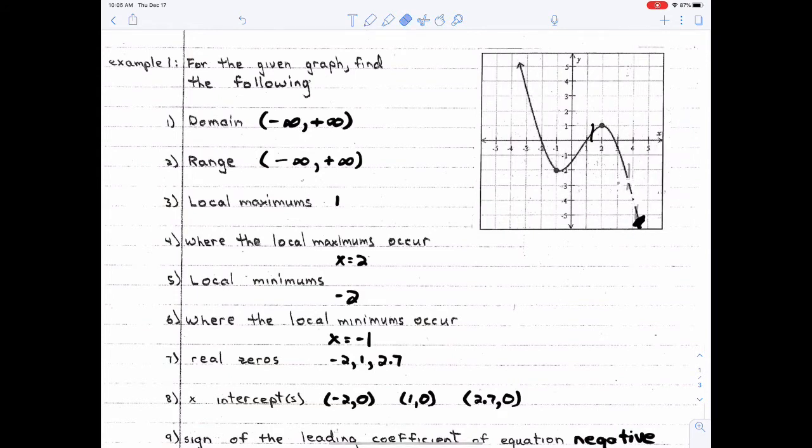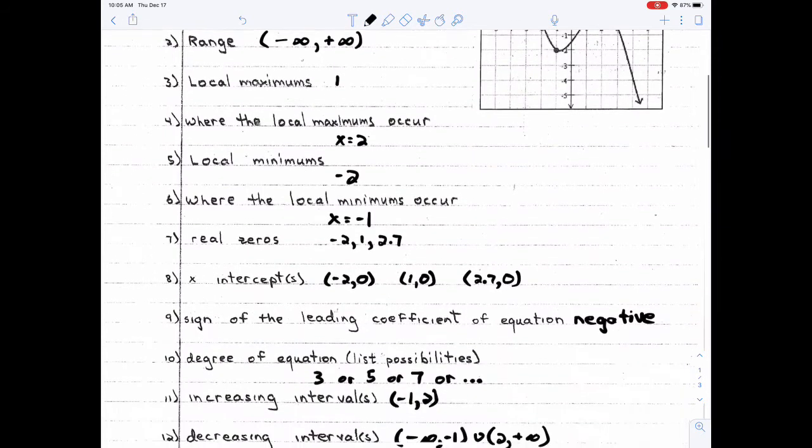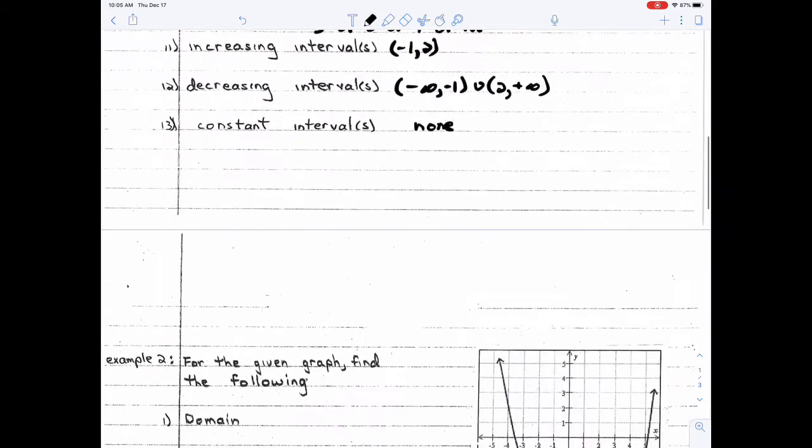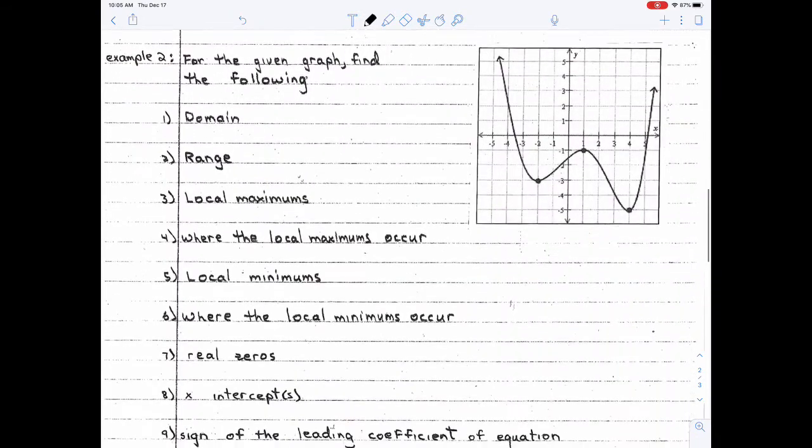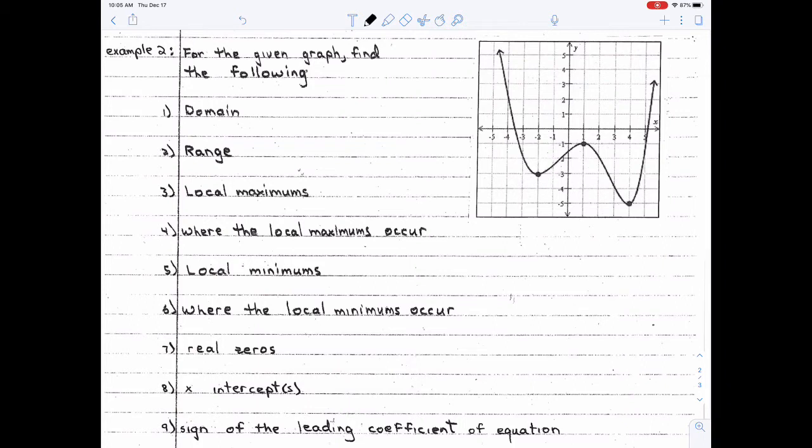So, the next one we do, just make sure you stop the video and try it yourself. If you're not trying this yourself, you're going to have difficulty later on. You can't do it just by watching me do this. So for the given graph, just another example, find the following. What's the domain? Again, hold a vertical pencil, and it'll be -infinity to +infinity.